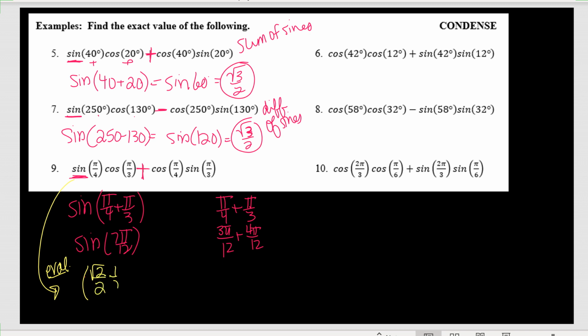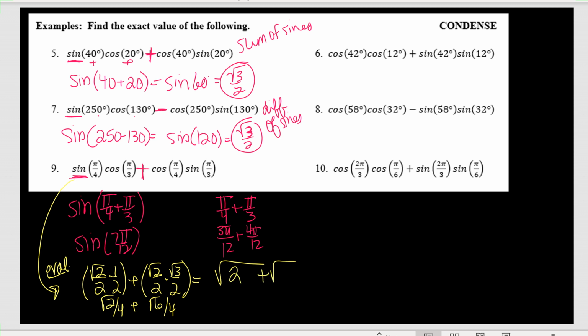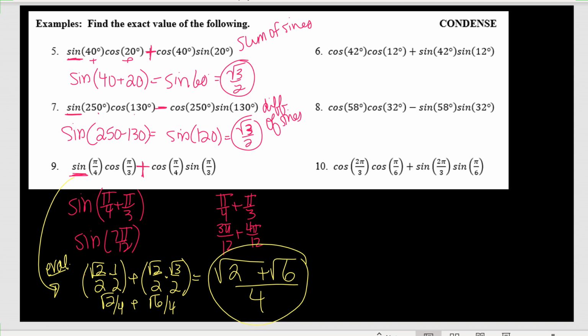Cosine of pi over 3 is 1/2, plus cosine of pi over 4 is root 2 over 2, and sine of pi over 3 is root 3 over 2. That gives us the square root of 2 over 4 plus the square root of 6 over 4, which is the square root of 2 plus the square root of 6 all over 4 as our final answer. That one wasn't meant to trick. It was just meant for you to see the process and then realize that in this case, if I can evaluate from the beginning, maybe condensing isn't the best option.